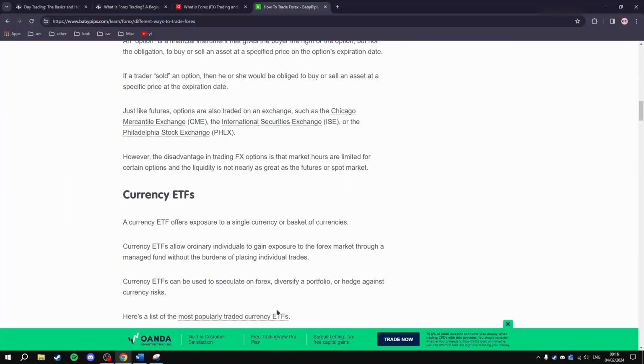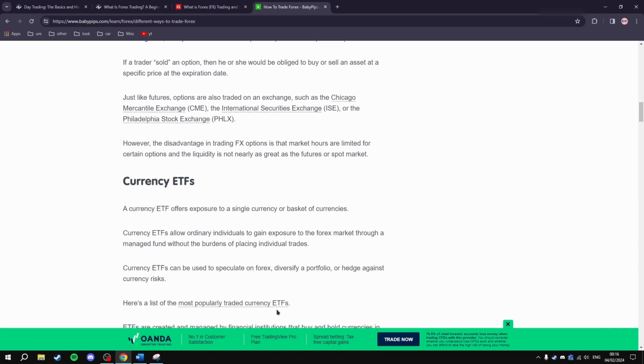Just like futures, options are also traded on an exchange, such as the Chicago Mercantile Exchange, the International Securities Exchange, or the Philadelphia Stock Exchange. However, the disadvantage in trading FX options is that the market hours are limited for certain options, and the liquidity is not nearly as great as the futures or spot market.